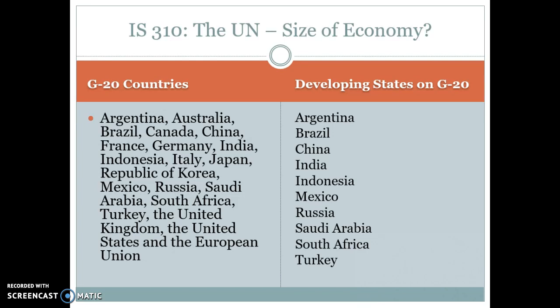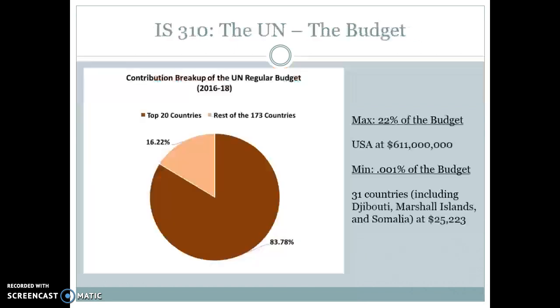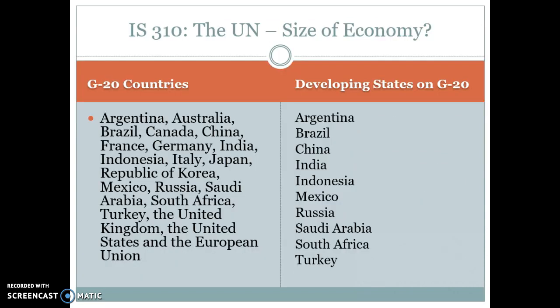See, this is where the concept becomes problematic. China is a developing state, and so is Chad. And so if you go to this little list here, Djibouti, Marshall Islands, and Somalia, those are developing states. If you go to this list here, Argentina, Brazil, Indonesia, Russia, Saudi Arabia, those are developing states too. And the problem is you can't really compare those two kinds of states.